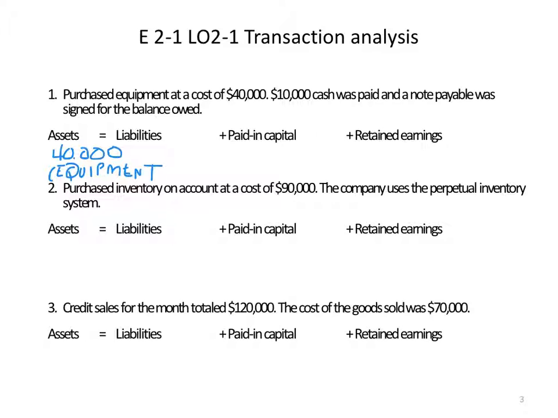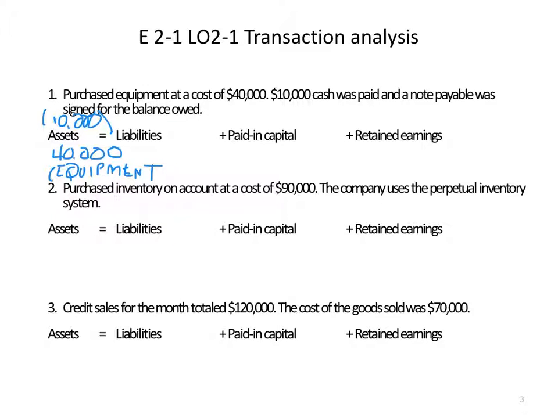We're also told that the company paid cash of $10,000. So I should have had a little more space here, because what also happened on our asset side is, in addition to our equipment going up, we also have an asset going down. That would be a $10,000 decrease in cash. So I'll have to stick it up there.